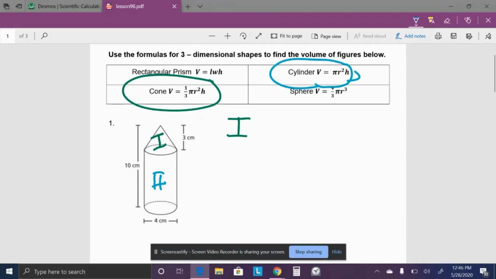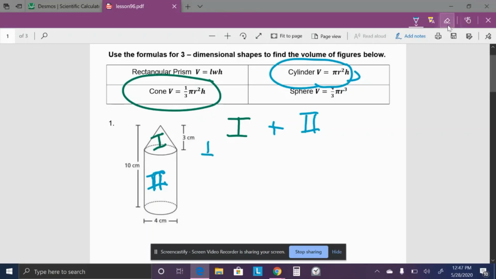So we're using those two formulas to figure out our volume. And what do we do with those once we find them? We have to add them together. So we're going to add these two numbers at the end once I figure them out. In the first figure, I have to figure out what the radius is, and the height. Well, they give us the height, which is nice.